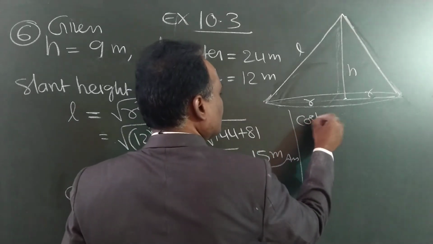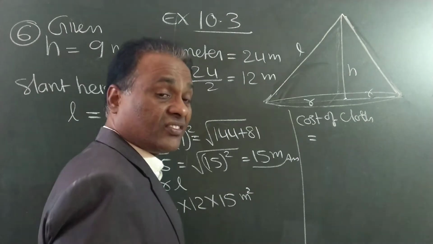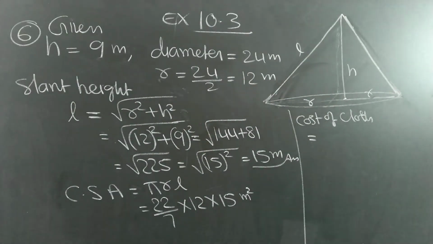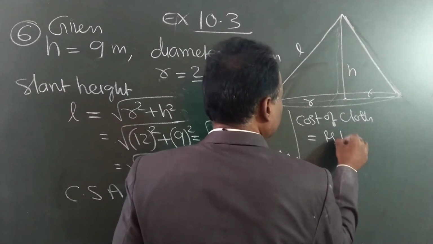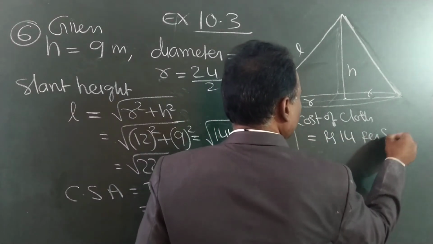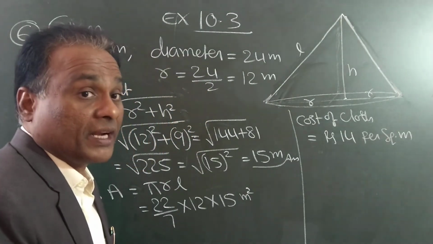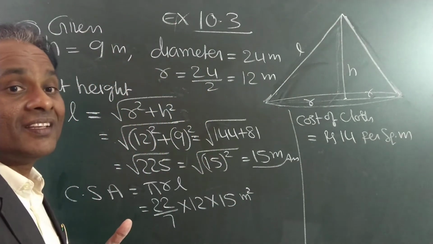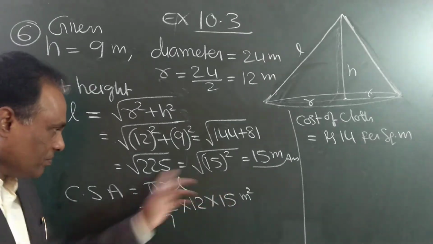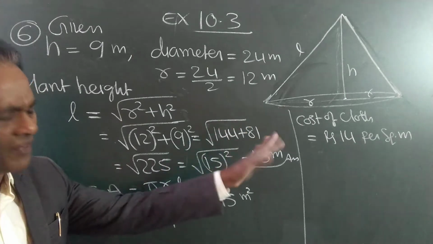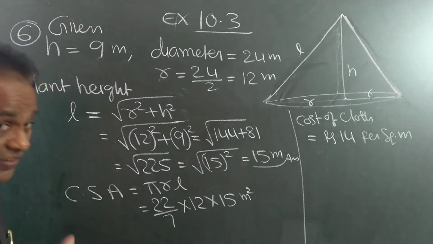Cost of the cloth. What is the cost? 14 rupees per square meter. Cloth cost is 14 rupees per square meter. How much cloth are we purchasing to make this tent? This much amount of cloth we are purchasing. I have not simplified; I will simplify in the last. So this is our cloth, this much cloth we are purchasing.